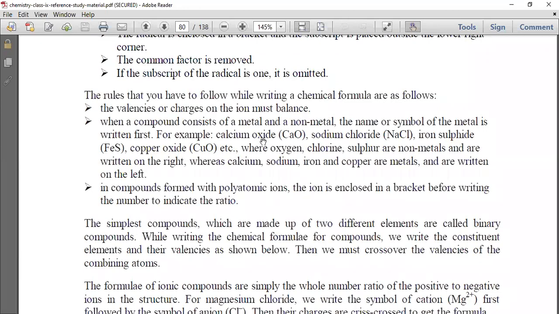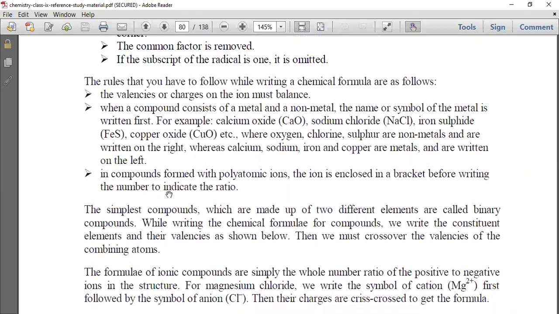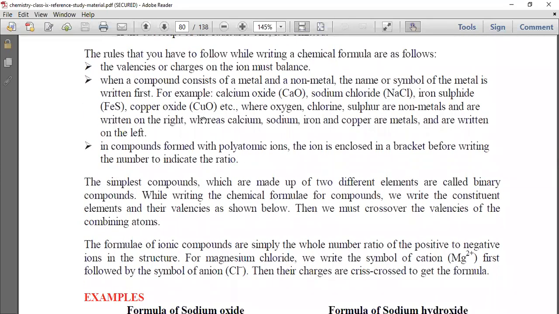Calcium oxide. Can someone tell me what is the common name of calcium oxide? Yes, quicklime. Very good. Sodium chloride, what is that? It's the common salt, the salt we use at home, that is the one, sodium chloride. Iron sulfide, copper oxide, right? These are some of the examples.